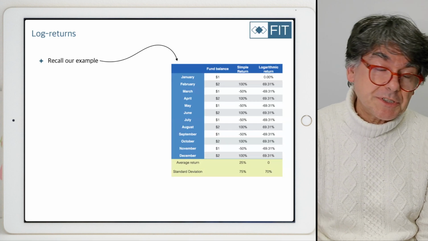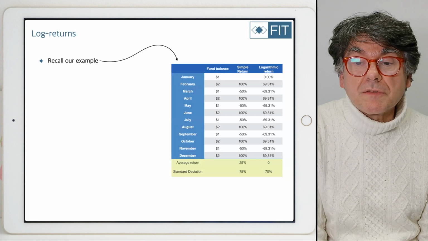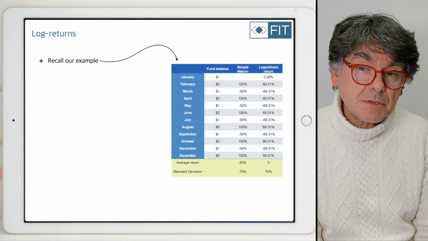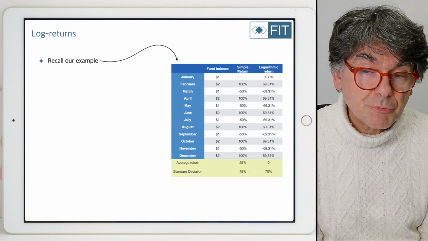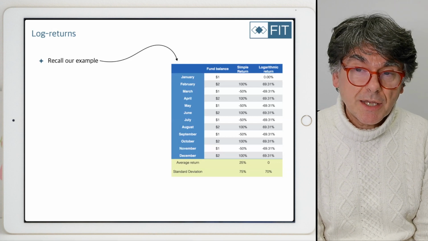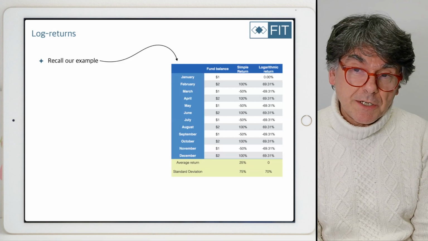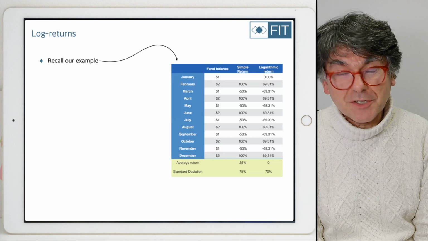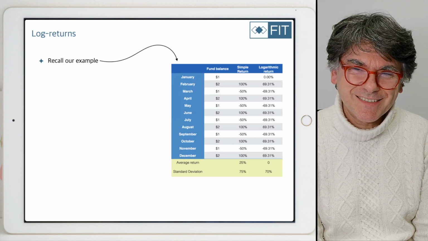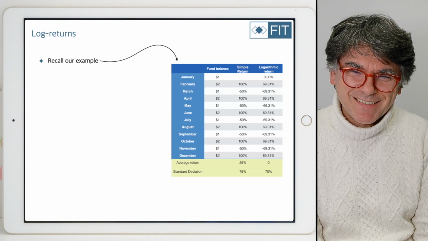You are mathematicians. So if someone tells you, I have an investment which has an average 25% return, the next question is, what's the volatility? Oh, it's 70%. You say, okay, thank you, I'm not going to invest. I don't make any money.